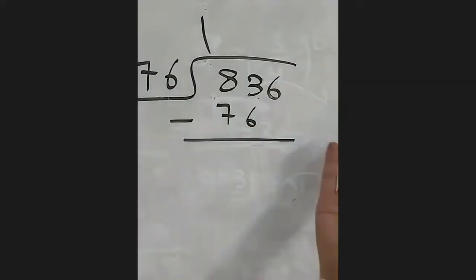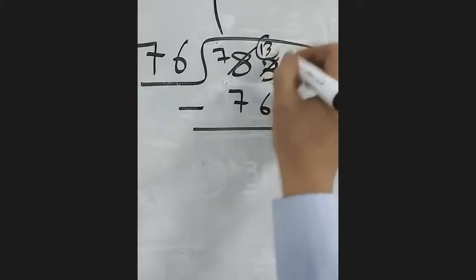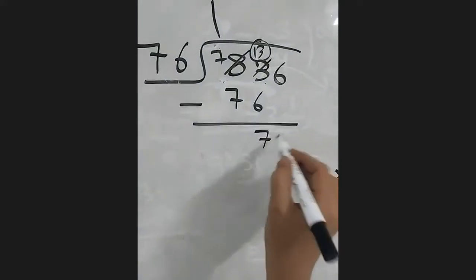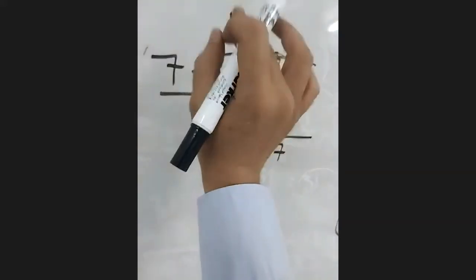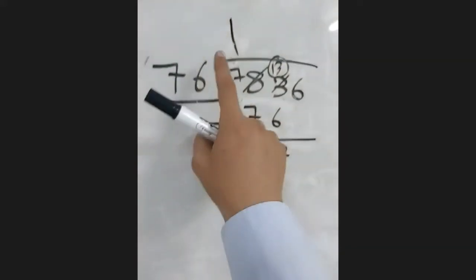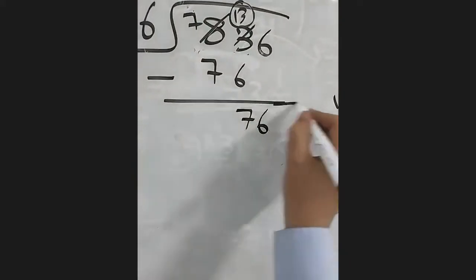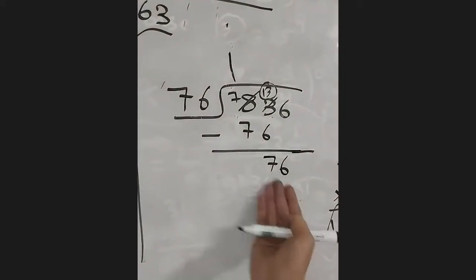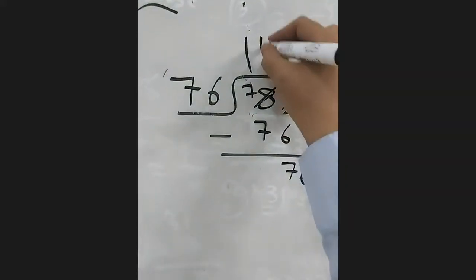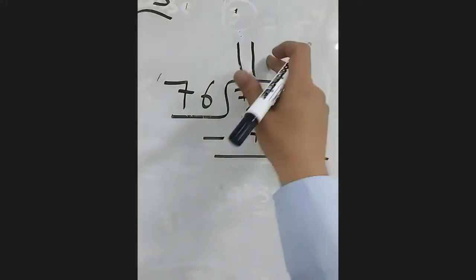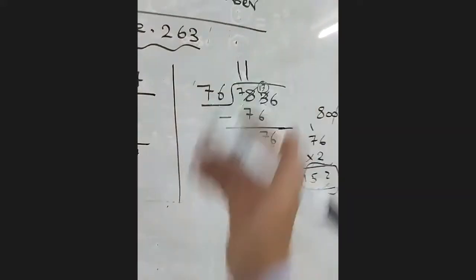3 minus 6 cannot be done. This will be 7, and the 3 will be 13. Now 13 minus 6 is 7. 7 minus 7 is 0. 7 is less than 76, which means the 1 is correct. Now I will bring the 6 down. What we have is 76 divided by 76. A number divided by itself is exactly 1, always 1. 1 multiplied by 76 is 76. Subtract, 0. So the answer here is 11.